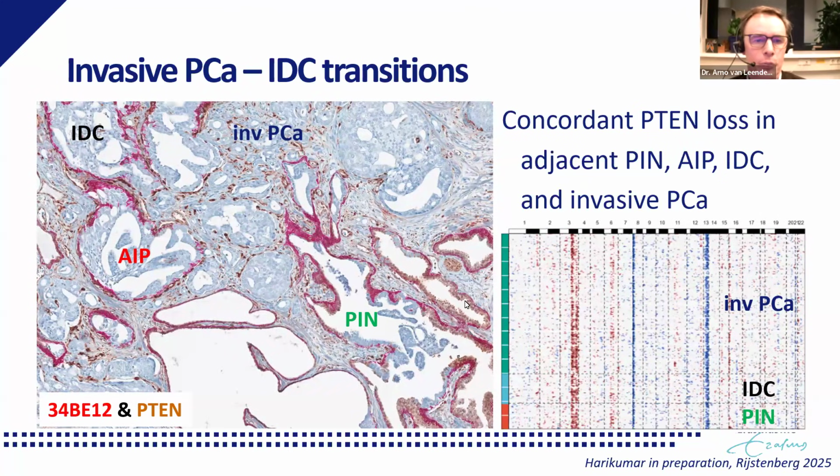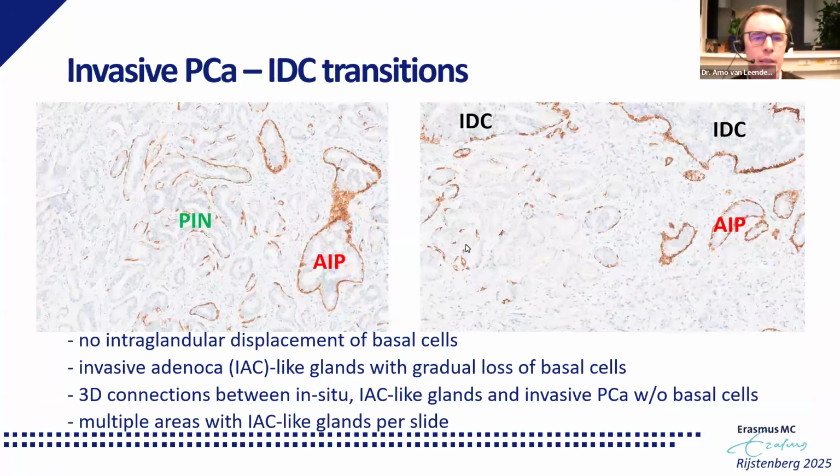So now we will go to the basal cell studies. Actually, as I told you, we had expected that basal cells would be pushed inward when invasive cancer is growing into the pre-existing duct system, but that's not what we observed. What we did observe is that if you look at IDC or high-grade PIN or AIP, quite frequently adjacent to it you will find glands that look invasive morphologically, but they still have some basal cells.